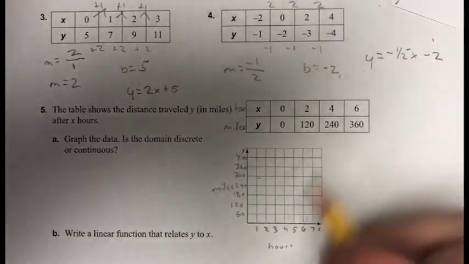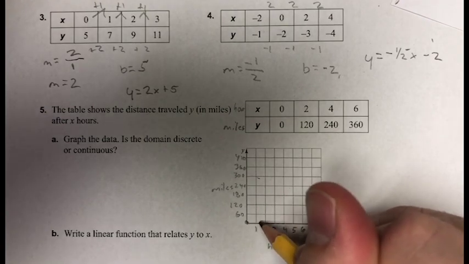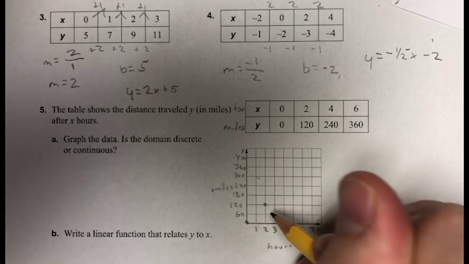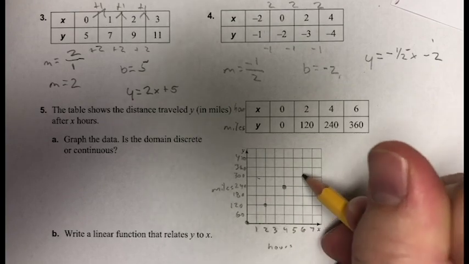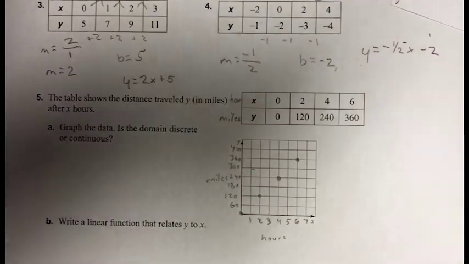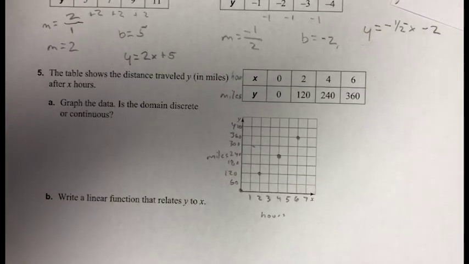Now I'm going to plot the points. I have 0, 0. Then I have 2 and 120. Then I have 4 and 240. And then I have 6 and 360. So I've plotted my graph. The question that we have to ask ourselves is: is this domain discrete or continuous?